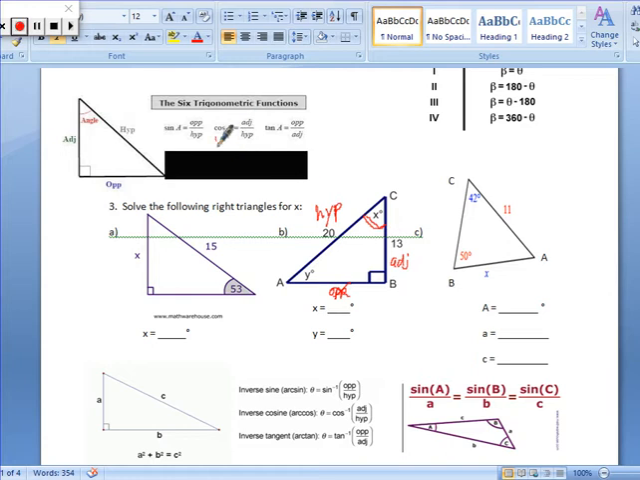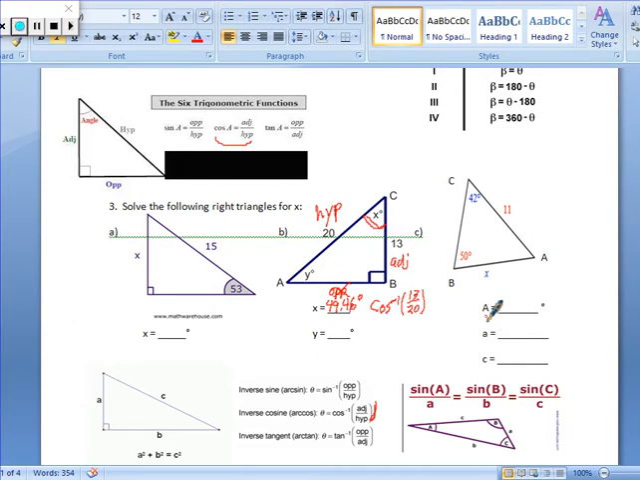So we should be using cosine. And instead of cosine, we're going to be using inverse cosine. So this is the one we're going to use. So x is going to be the cosine inverse of 13 divided by 20. And when you plug that in your calculator, you should get 49.46 degrees. Okay?